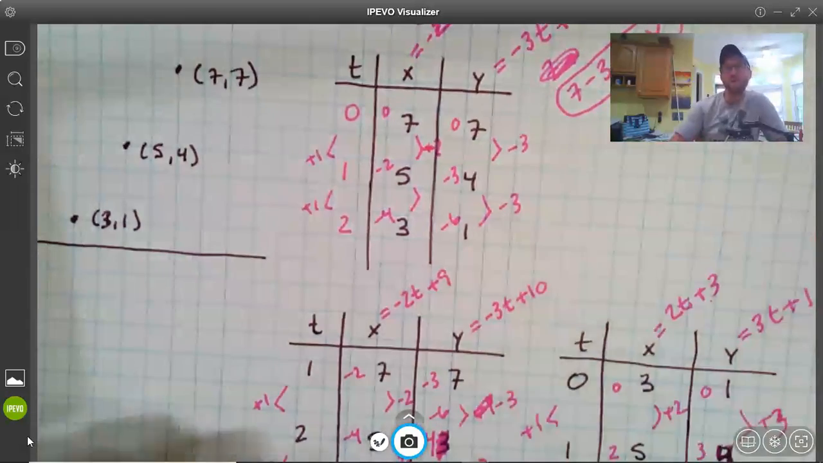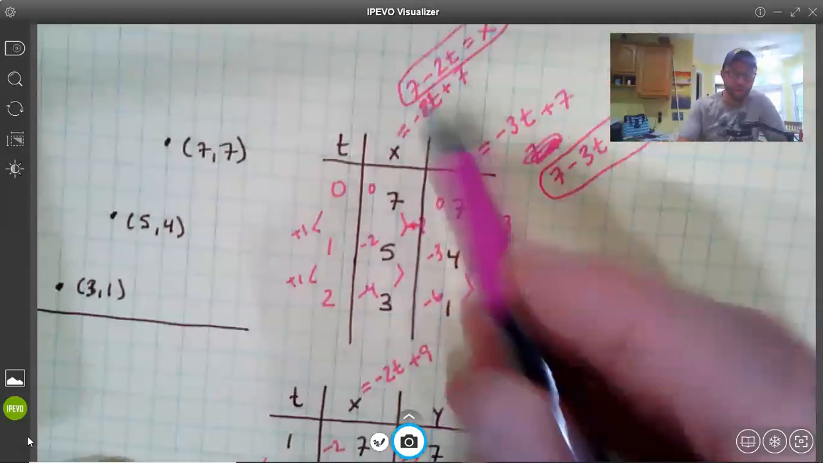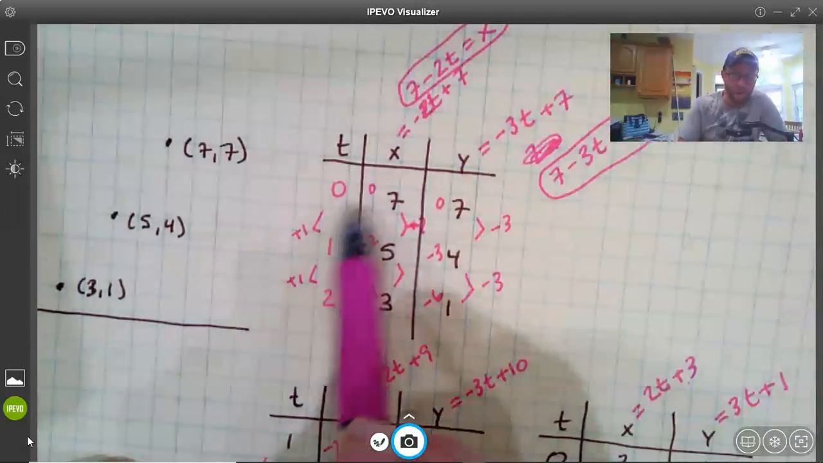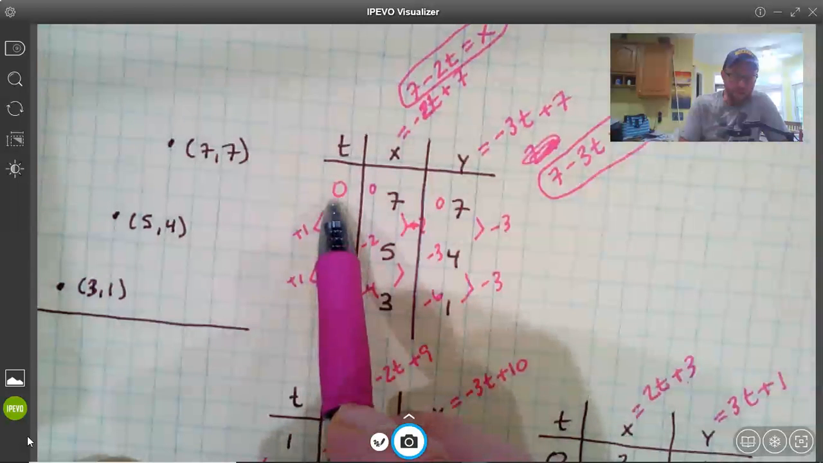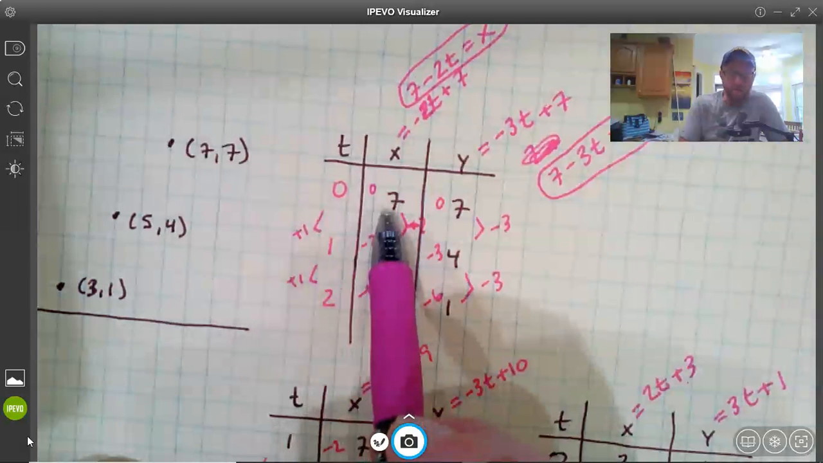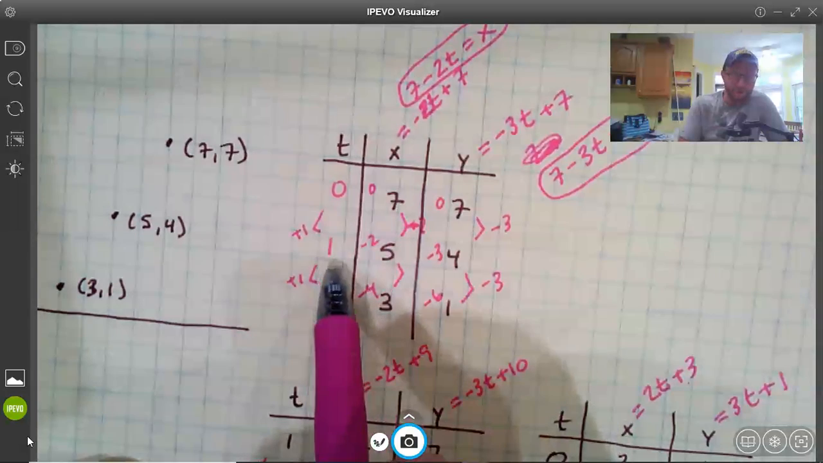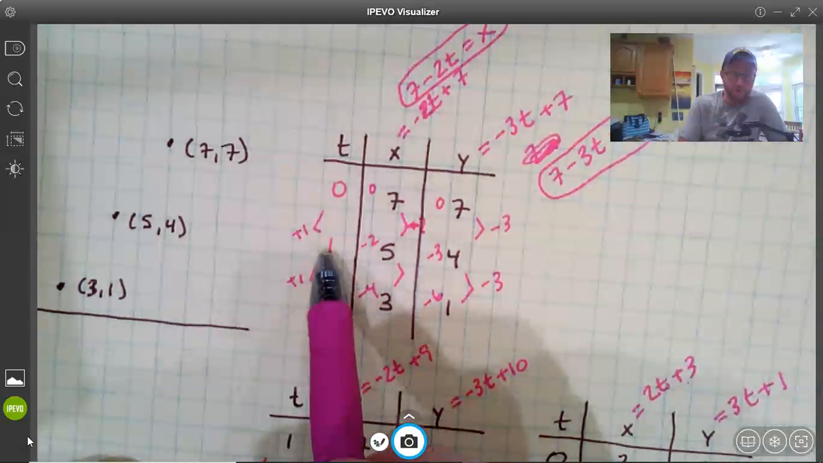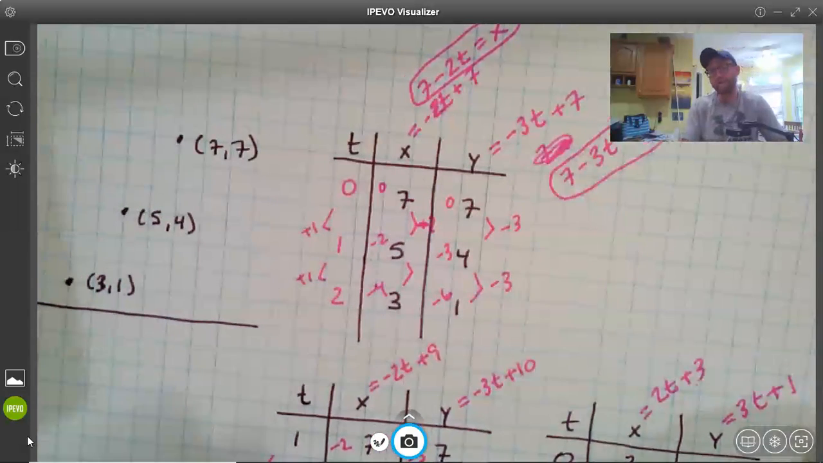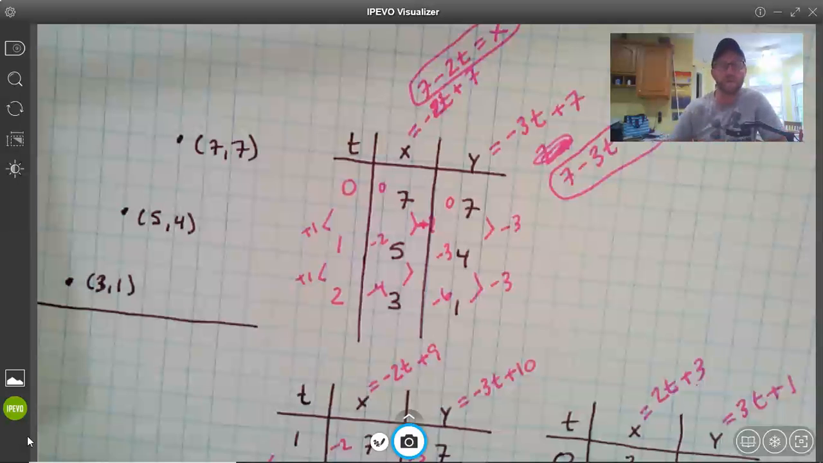Make sure when you're done, you test. For example, 7 minus 2t equals x. Well, 7 minus 2 times 0 is 7, so the rule works. 7 minus 2 times 1 is 7 minus 2, it's 5, so the rule works. So you want to test to make sure that the rule you made actually works. All right, now we're ready to move on.